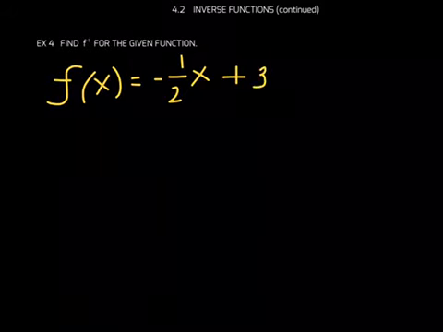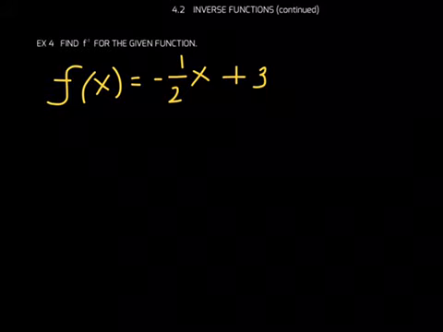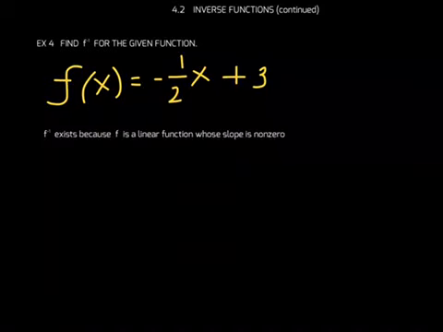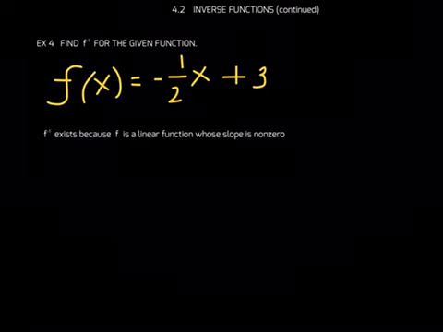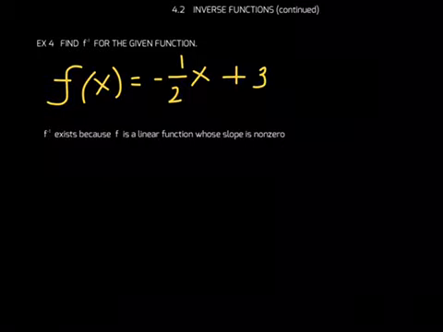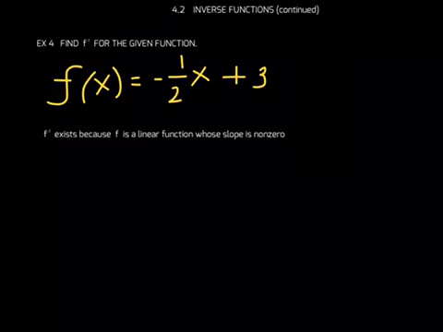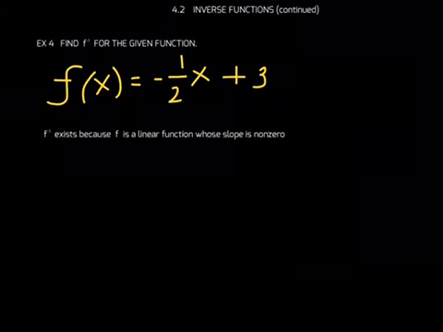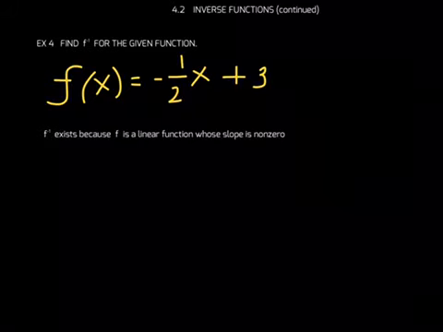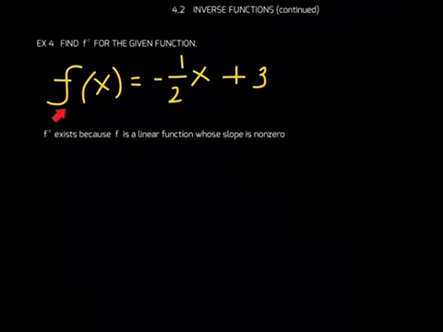Now, let's find f inverse. Before we go and find it, I want to make sure that you understand why f inverse even exists. It exists because f, this given function, is a linear function whose slope is non-zero. Remember, from an earlier example, we said that all linear functions are one-to-one as long as it's not the constant function. That is to say, as long as the slope is not 0. Because we can clearly see that the slope is negative 1/2, which is not 0, we know that this function f is one-to-one. And if it's one-to-one, then that means f inverse exists.